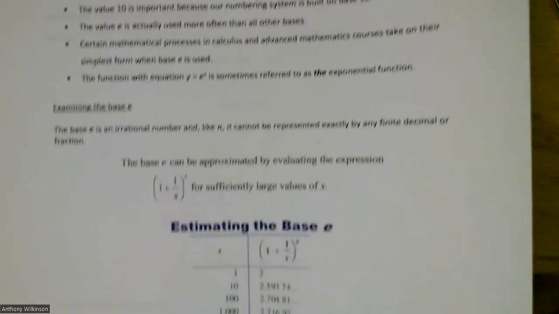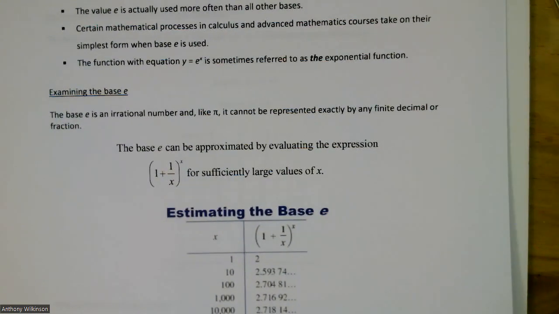Now we can examine the natural base e. The base e is an irrational number, and like pi, it cannot be expressed exactly by any finite decimal or fraction, because any irrational number is a non-terminating, non-repeating decimal, and the natural base e is an example of that, along with pi. The base e can be approximated by evaluating the expression 1 plus 1 divided by x, the whole quantity raised to the x, for sufficiently large values of x.